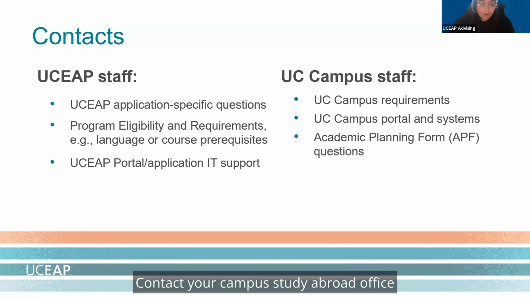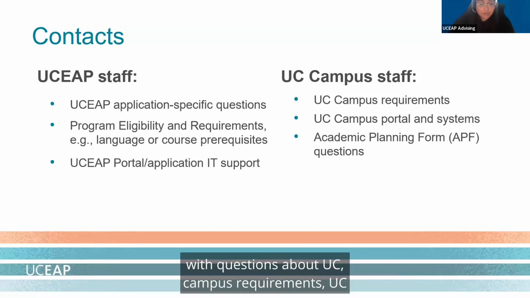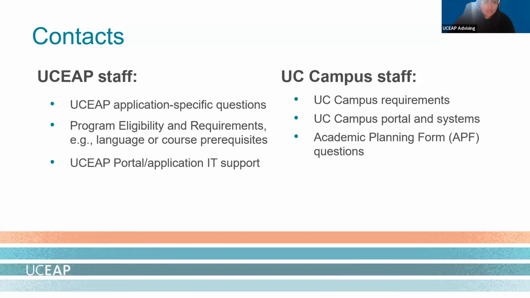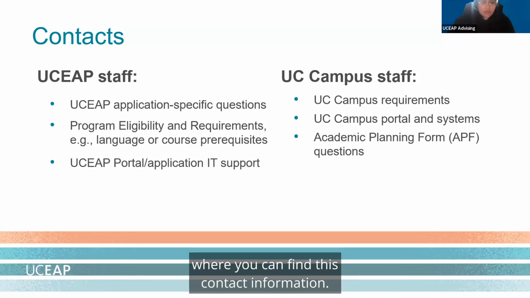So if you're having any problems with our portal, please contact us directly. Contact your campus study abroad office with questions about UC Campus requirements, UC Campus portal and their systems, and your academic planning form if your campus requires it. The next slide will show you where you can find this contact information.